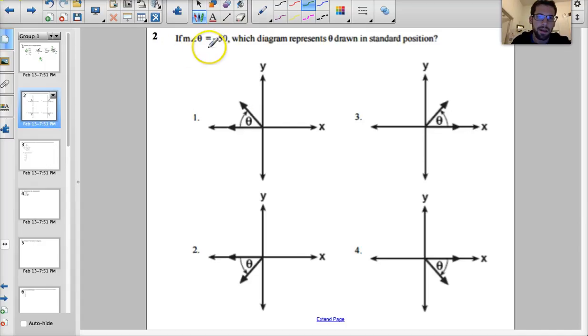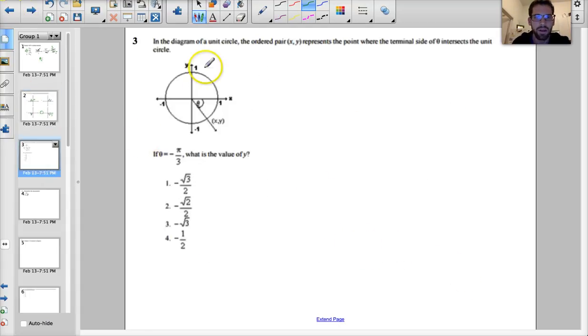Next up, if the measure of theta is negative 50 degrees, which is the correct position? So this looks like a positive 50 degrees, probably. If this is 50, that means this angle would be 130. If this is 50, well, that's just not right. Yeah, here we've got a reference angle of negative 50 degrees because we could rotate that way and get to it.